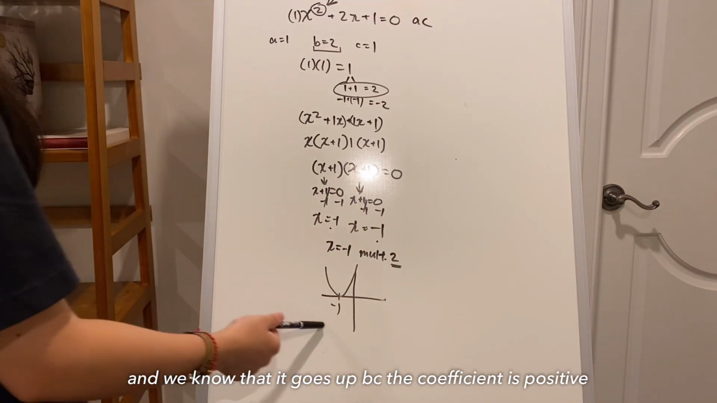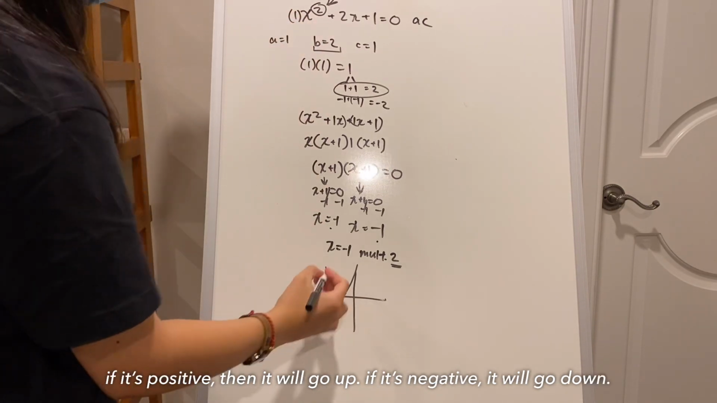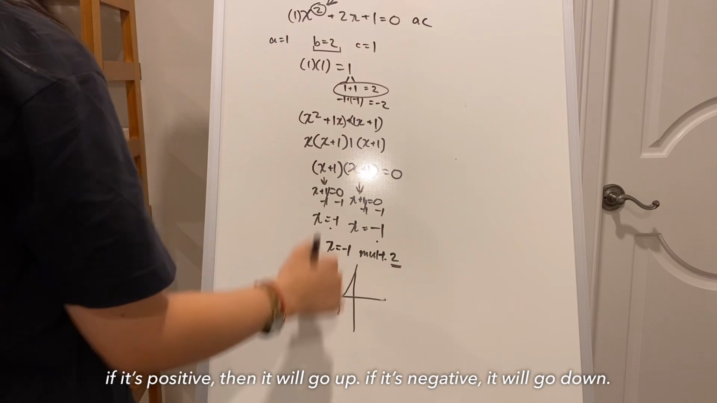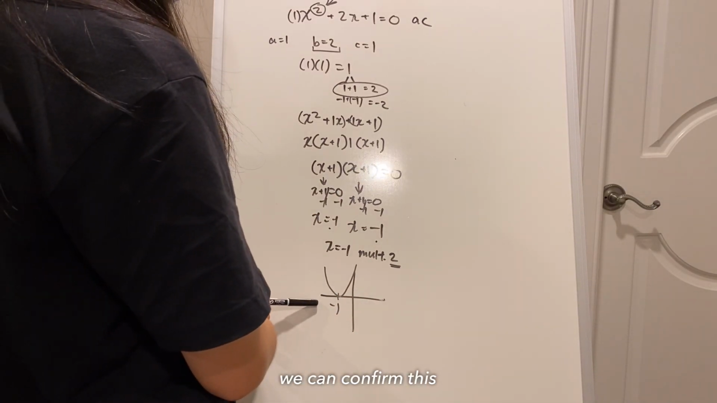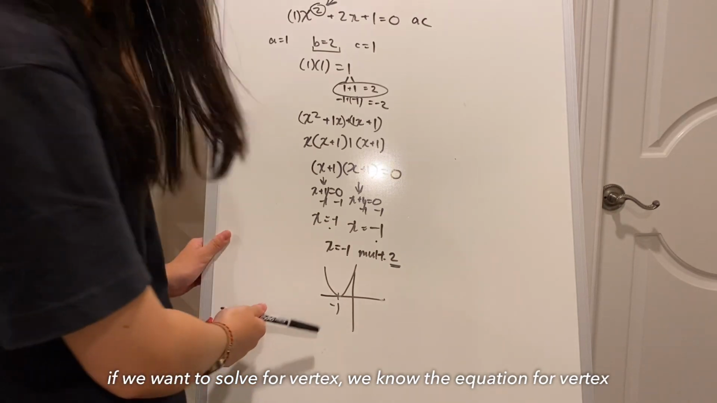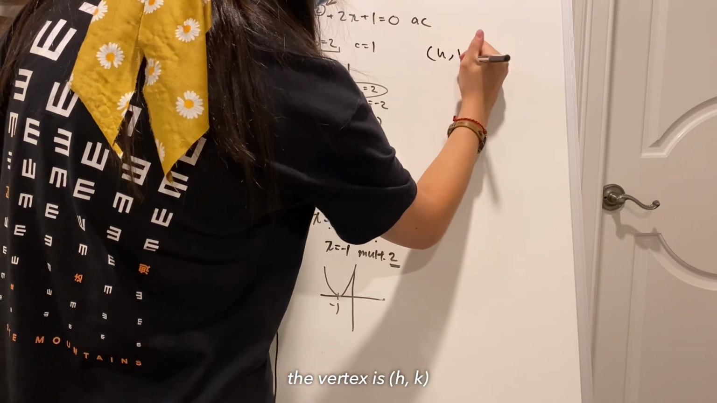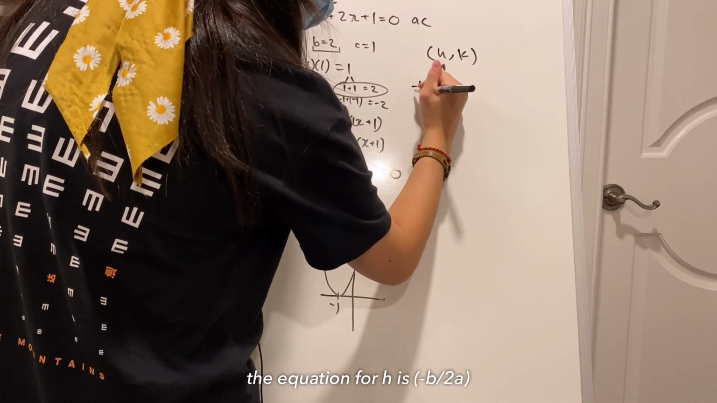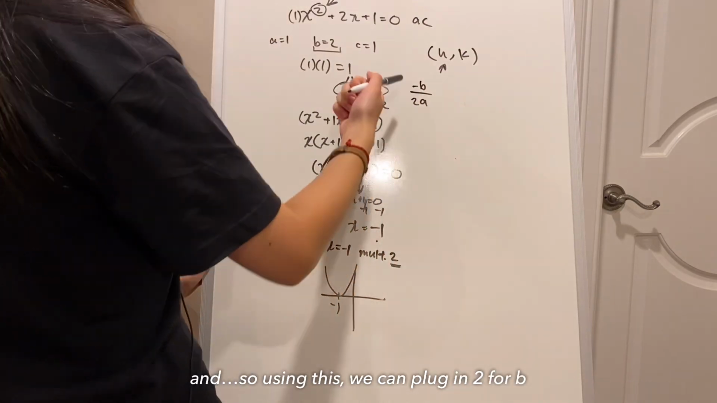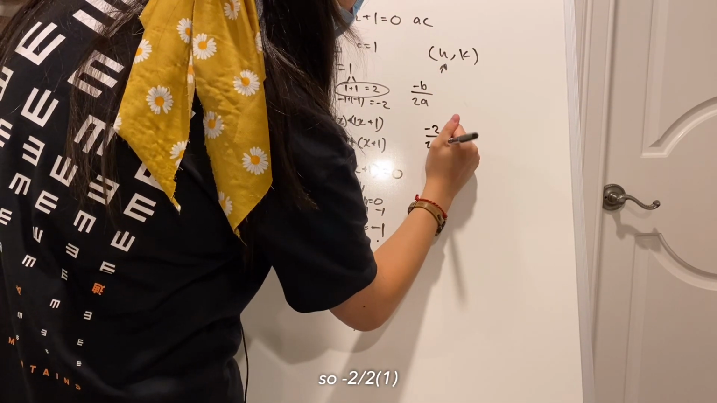And we know that it goes up because the coefficient is positive. If it's positive, then it will go up. If it's negative, it will go down. Anyways, we can confirm this because if we want to solve for the vertex, we know the equation for the vertex. The vertex is (h, k), and we know how to solve for h. The equation for h is negative b over 2a. And so using this, we can plug in 2 for b, so negative 2 over 2 times 1.